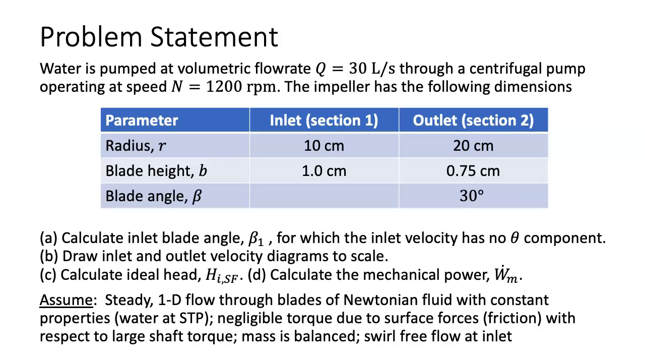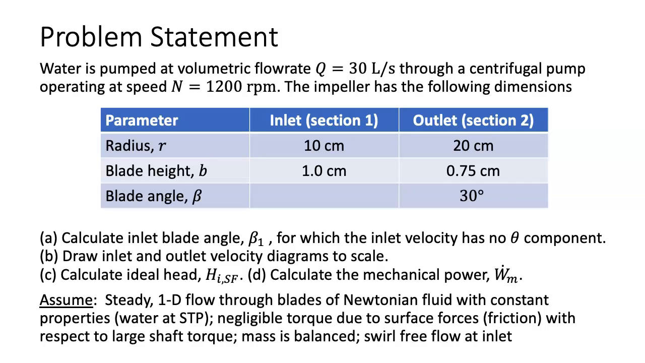For part B, draw the inlet and outlet velocity diagrams to scale. For part C, calculate the ideal head. Finally, for part D, calculate the mechanical power needed to turn the pump shaft.